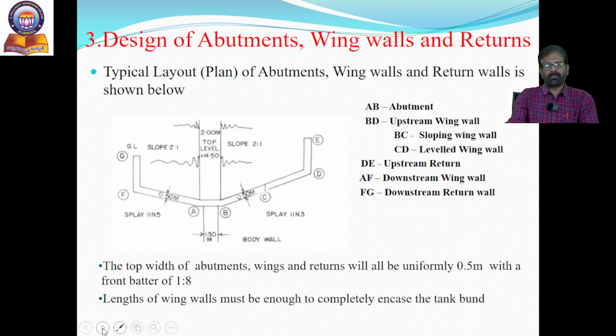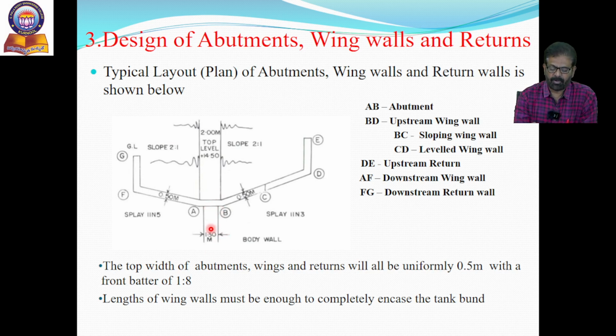So, the next component is design of abutments, wing walls and returns. As part of the design of surplus weir, these come under the protective works. A typical layout plan of abutments, wing walls and return walls is shown in this figure. You can observe carefully this diagram or figure in which all the major components are mentioned.